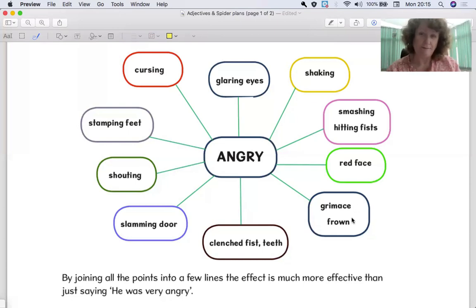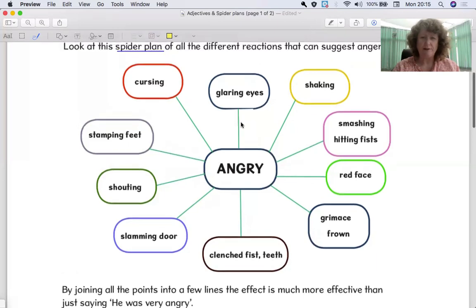They could have a grimace frown, like a really angry frown on their face. They could have clenched fists like this, or clenched teeth like that. They could be slamming doors, shouting, stamping their feet. It could be cursing. They could be doing all sorts of things. So write down all your ideas about angry. There could be a lot more.